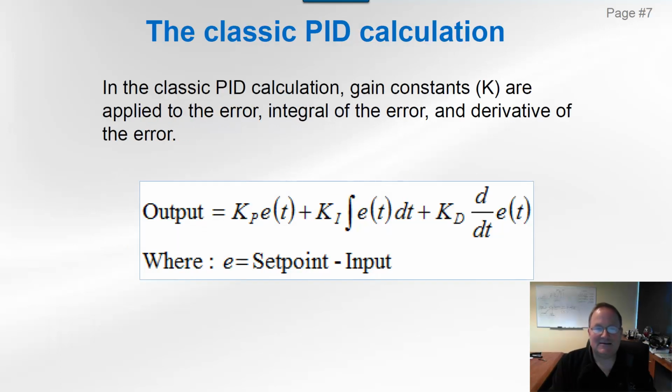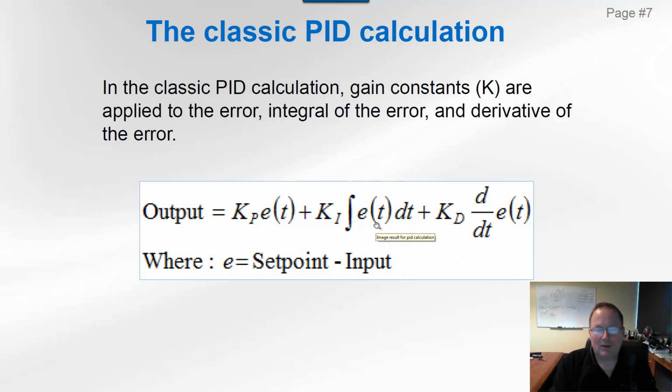So this is your classic PID calculation. I pulled it off the web. In the classic PID, what you'll notice is the gain constants K, and there's KP, KI, and KD, are applied to the error, the integral of the error, and the derivative of the error. And here's your integral symbol, and here's your derivative, which is basically change in error over change in time.